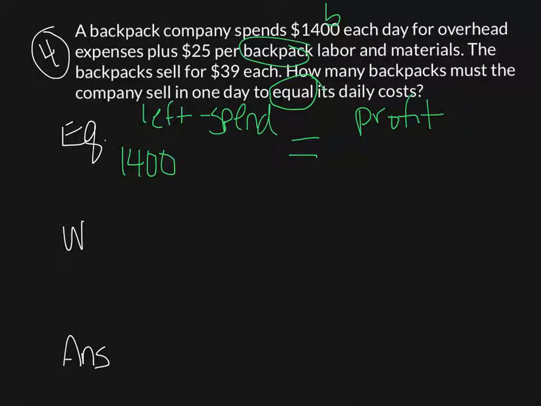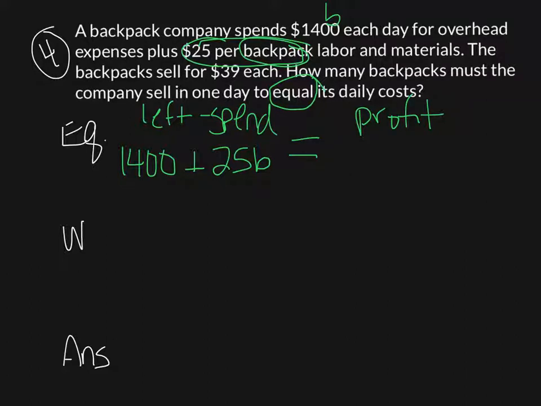Now, they also spend $25 per backpack for labor and materials. This does matter how many they make, because if they only make 2 backpacks, they're only spending $50, 3, and so on. But we don't know how many they're going to make. This is where our unknown comes in. So this is going to be 25B. Their spending is $1,400 every day, plus $25 per backpack they make.